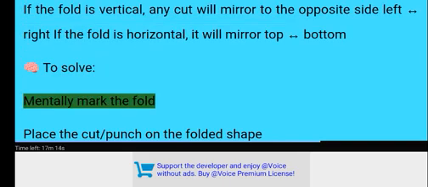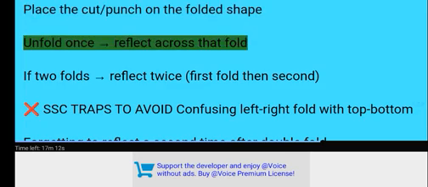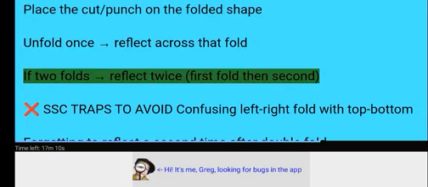To solve, mentally mark the fold. Place the cut or punch on the folded shape. Unfold once, then reflect across that fold. If there are two folds, reflect twice, first fold then second.